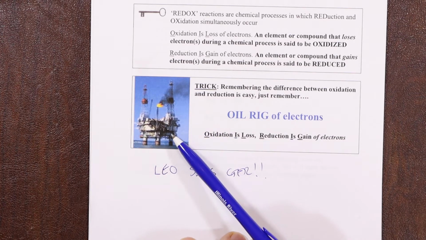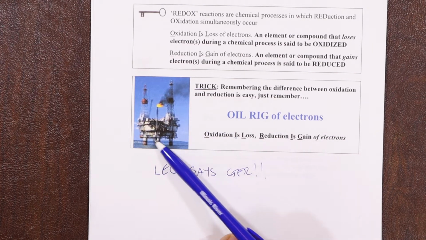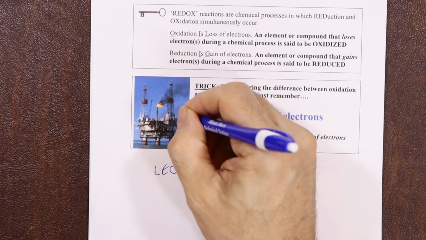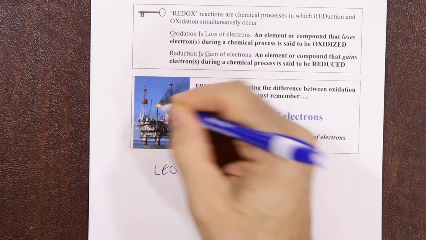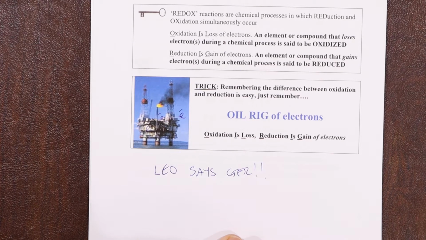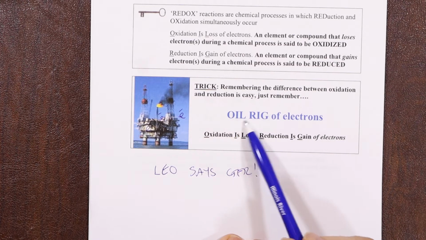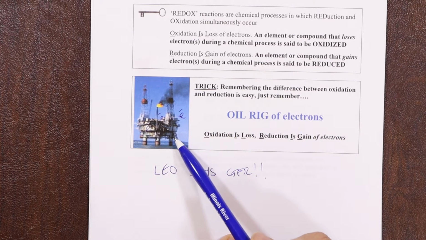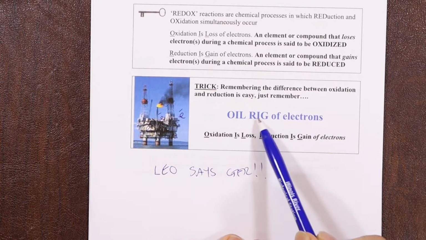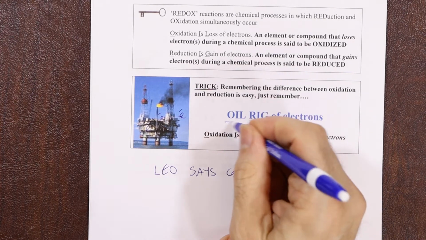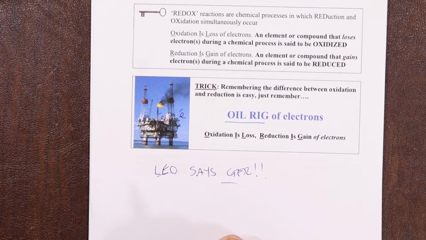So get this image in your head of an oil rig. The oil rig is staffed by friendly electrons, so there are some electrons working for BP or something. So I always like to think of oil rig of electrons. Oxidation is loss, reduction is gain of electrons. So if you remember oil rig or Leo says grr, either one's fine.